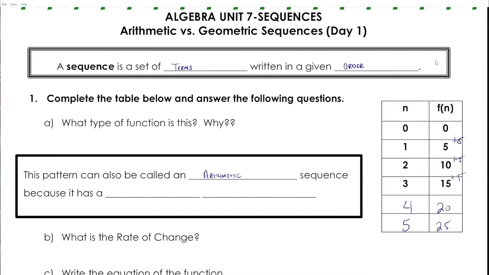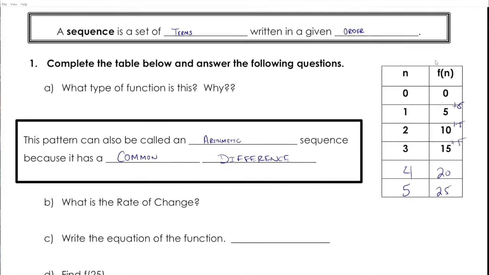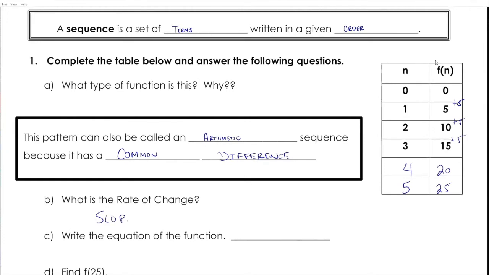Our arithmetic sequence has common differences. So we've got those common numbers. So rate of change. What is rate of change? Remember, rate of change is just a fancy way to say slope. And that is a common term. And really, our function is increasing by that common number, and that is just slope.